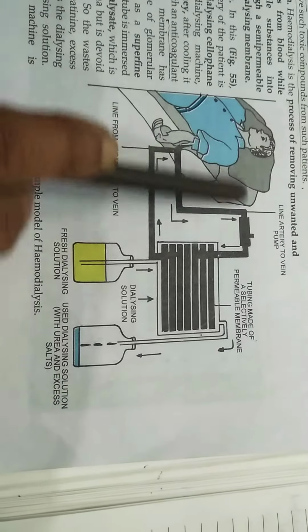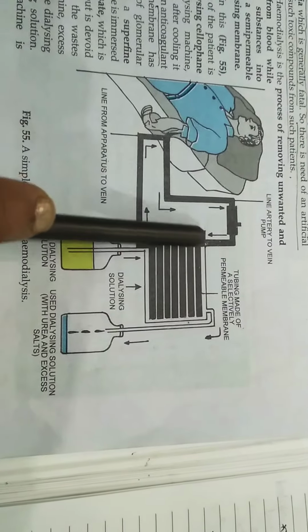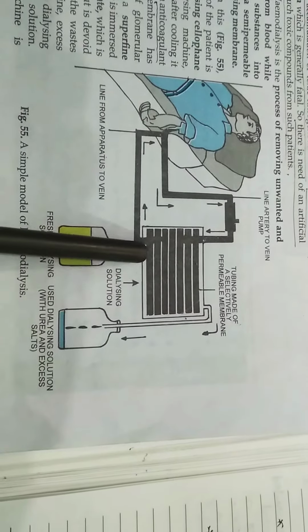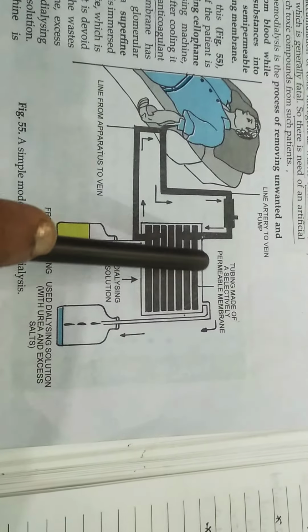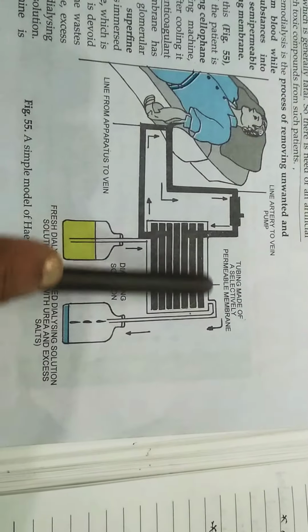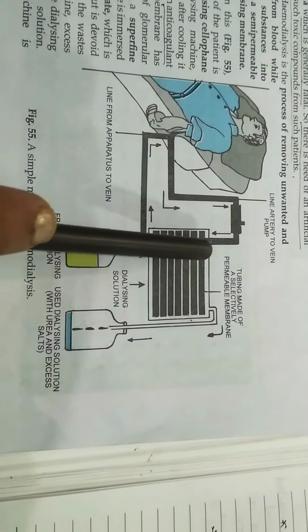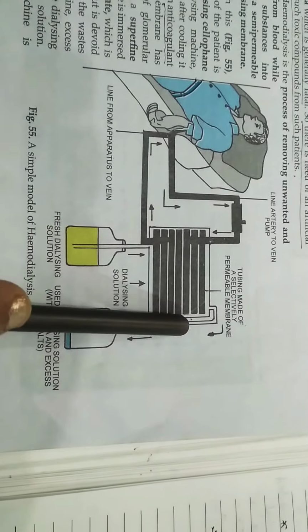You can see through this diagram. There is a device that is made up of a cellophane tube, which is made of selective permeable membrane, that is embedded in dialyzing solution. Here is a bag-like structure in which cellophane tubes are embedded.